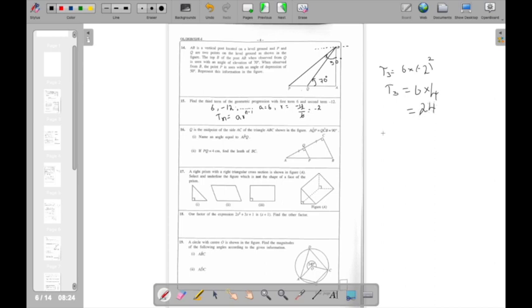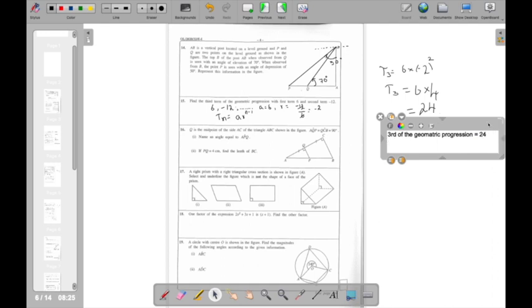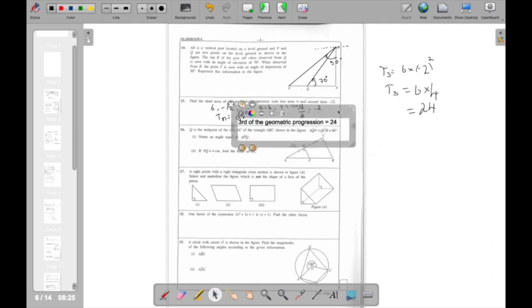So the third term of this geometric progression, right, let's write it here so that there is no confusion between you, right? Third term of the geometric progression equals to 24. I'll make this a bit magnified, right? So this will be the answer that you require. Right, so make sure you have all these workings when you do this question in your paper.